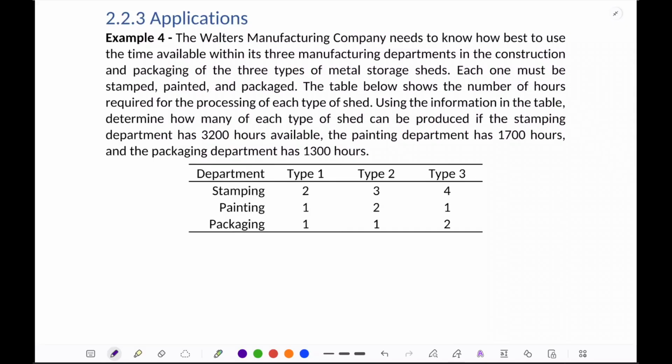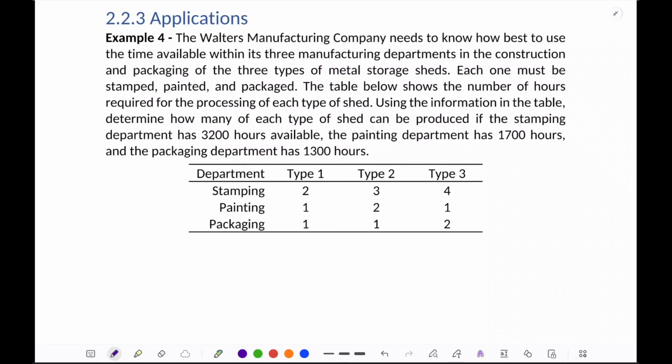So stamping for type 1 takes 2 hours, for type 2 it takes 3 hours, and for type 3 it takes 4 hours. And then for painting it takes 1 hour for type 1, 2 hours for type 2, and 1 hour for type 3, and packaging 1 hour for type 1, 1 hour for type 2, and 2 hours for type 3.